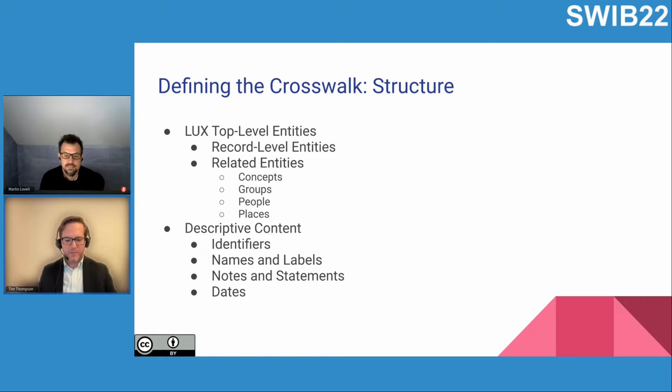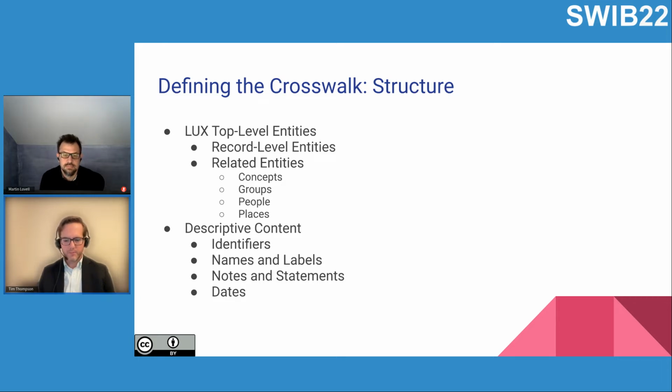The specifications are divided between top-level entities and descriptive content. The top-level entities are further divided into record-level entities and related entities. Record-level entities are the linked art equivalents of MARC bibliographic and holdings records. They represent the objects held by a collecting unit and the works or intellectual content that is carried by those objects. Related entities are the equivalents of MARC authority records and represent the conceptual, social, and geographical context that produced both objects and works.